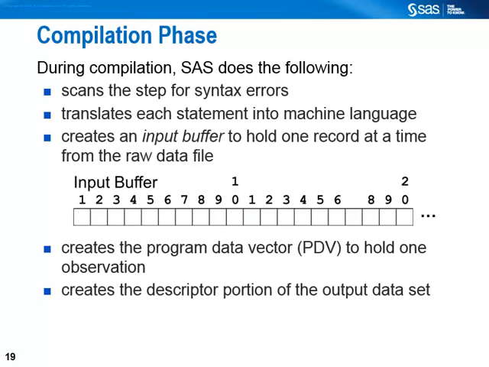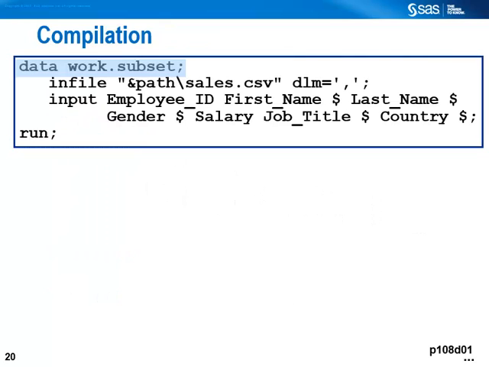During compilation, SAS checks the syntax of the data step statements and translates each statement into machine language. It creates an input buffer to hold a record from the raw data file. This is the additional step. It creates a program data vector to hold the current observation, and then it creates the descriptive portion for the new dataset. During the compilation phase, each statement is scanned for syntax errors. Most syntax errors prevent further processing of the data step. After that, SAS converts the program into machine language.